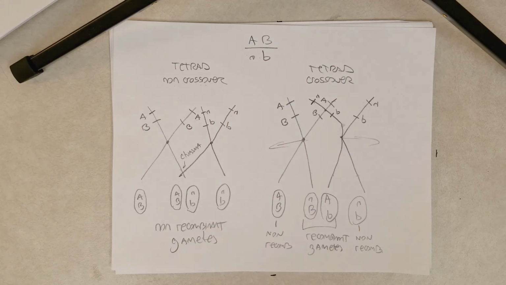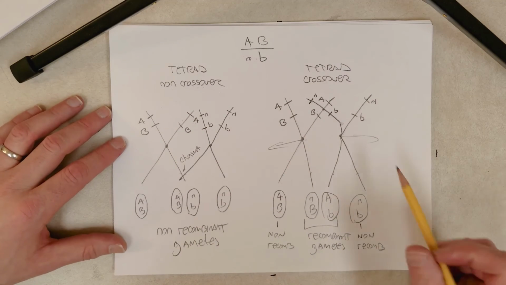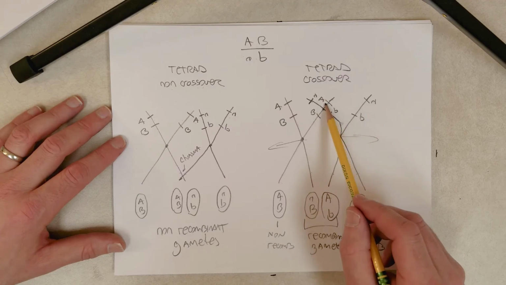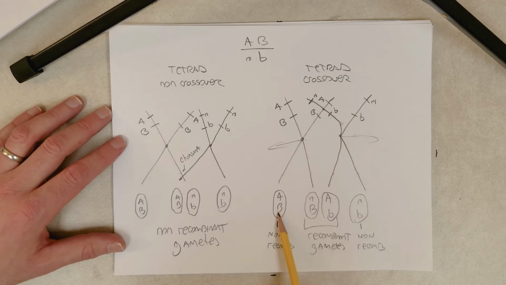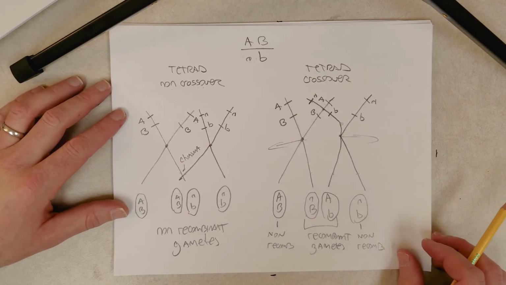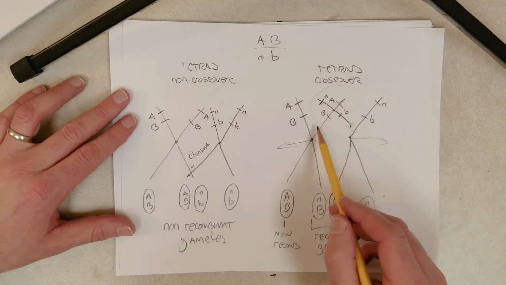This will come back later, maybe in the next video: even when there's a crossover in the tetrad between A and B, half of the gametes that are produced are non-recombinant gametes. So this is where the recombinant gametes are coming from.